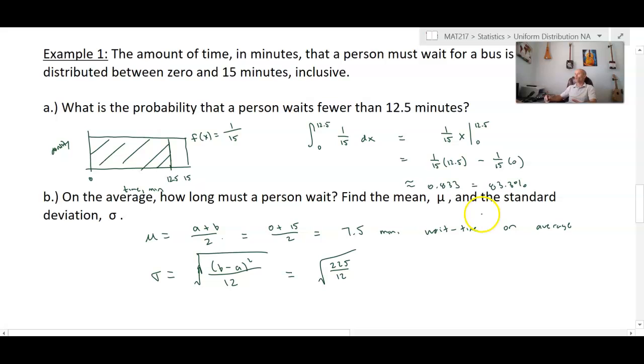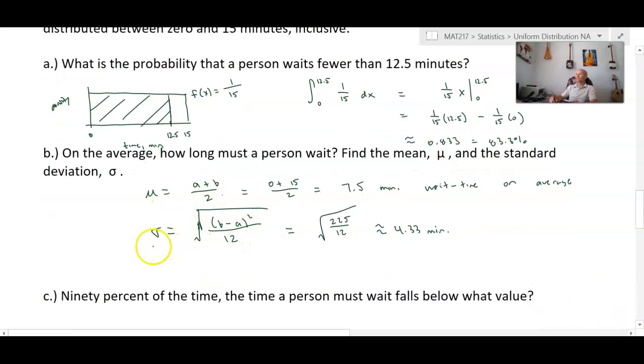And that's about 4.33. So this is still in minutes. And we could say something like this. On average, the wait time will vary by about 4.33 minutes from the mean.